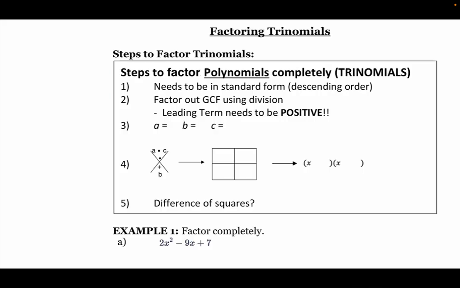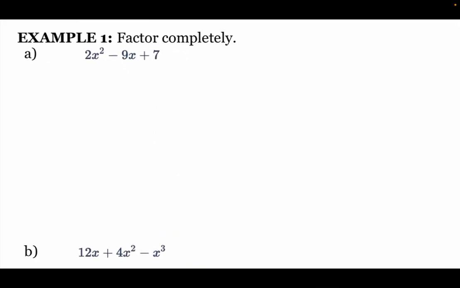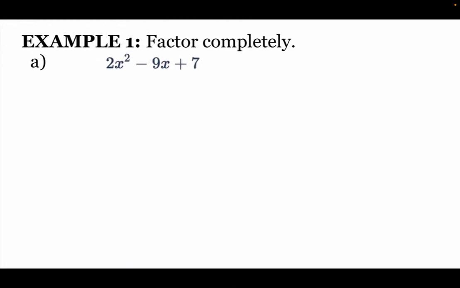Okay, so let's look at number 1. Example 1a. Okay? So anytime it's a trinomial, right? This guy's a trinomial. How do I know it's a trinomial? Because it's got 3 parts. It's got 3 terms. 2x squared is one term. Negative 9x is one term. And then positive 7 is the last, right? It's got 3 parts to it.